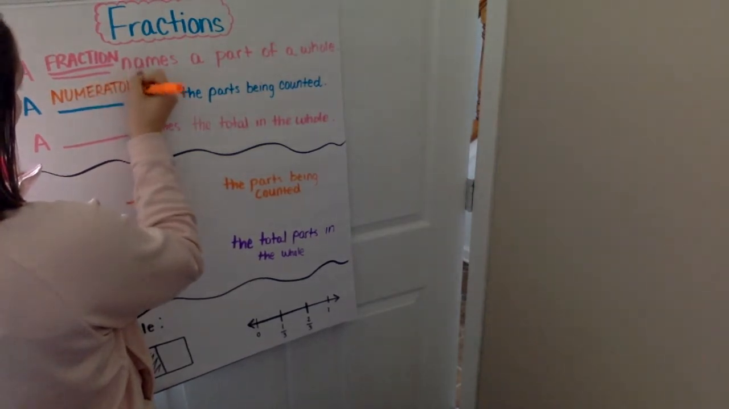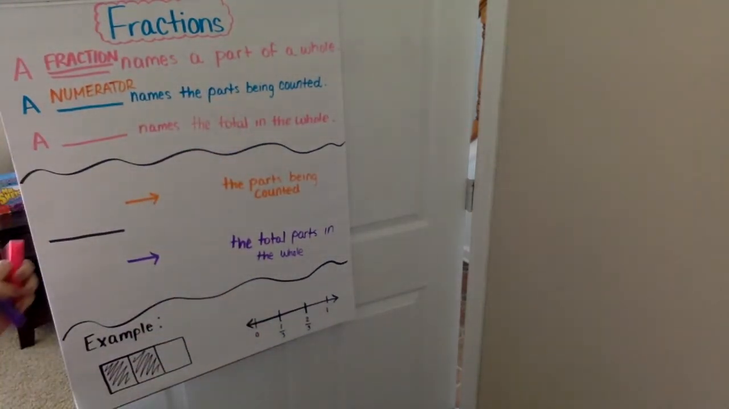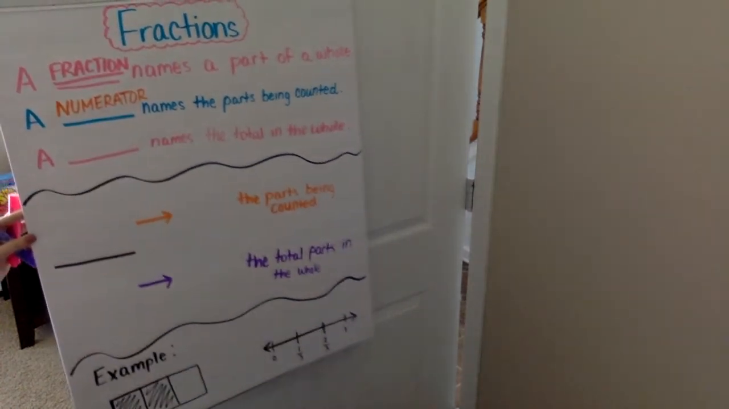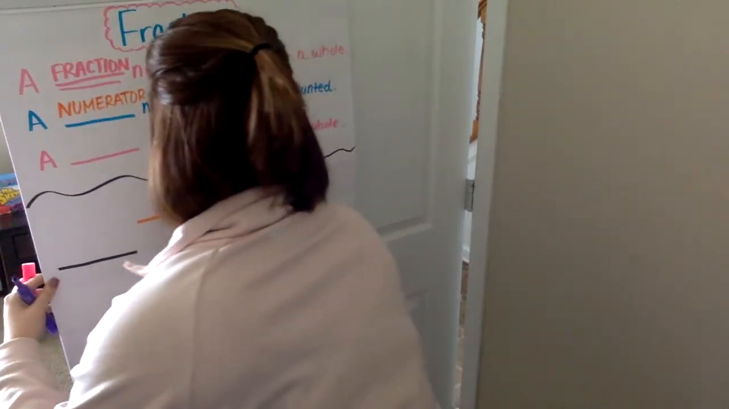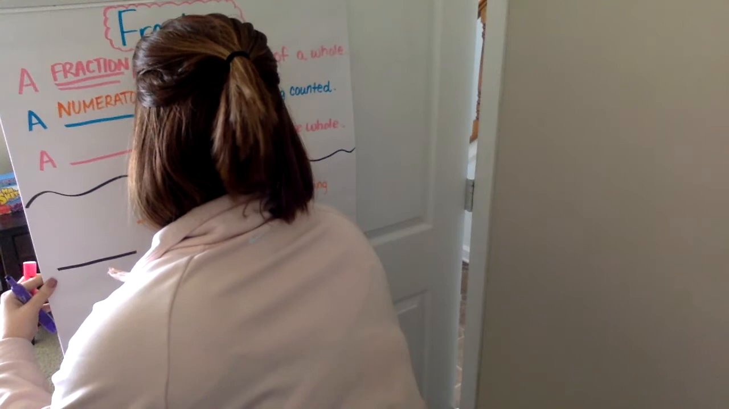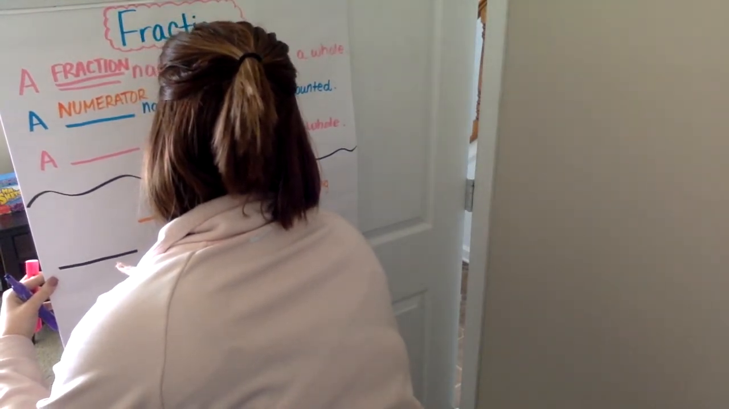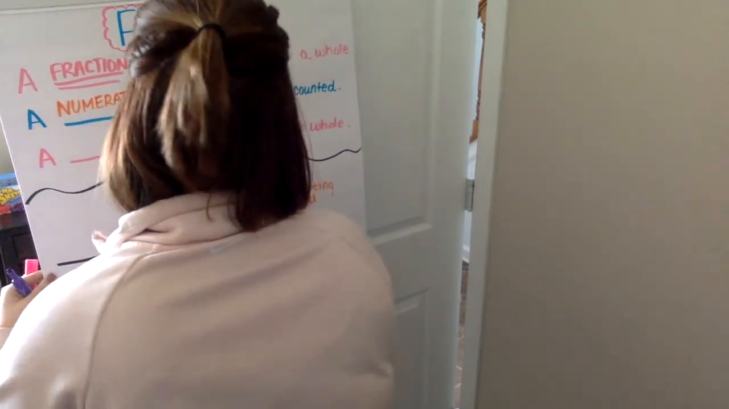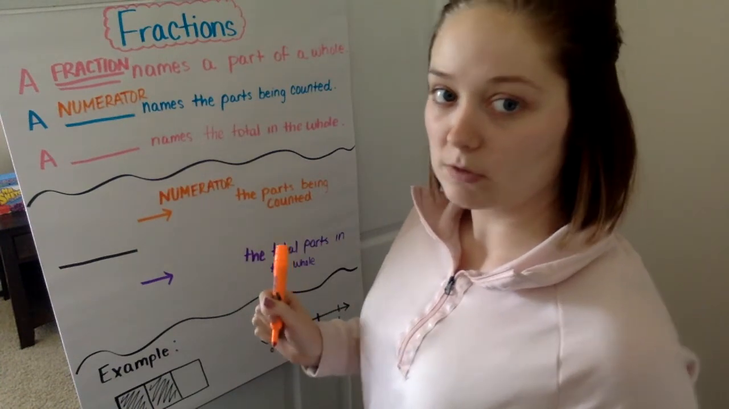Remember, we always think about Darth Vader. Darth Vader is in charge. He is the number one. Okay, numerator, Darth Vader. All right, a numerator names the parts being counted, and we just said that that's the top number. Okay, so Mrs. White's going to write down here numerator so that we remember the top number is the numerator, or the parts being counted.